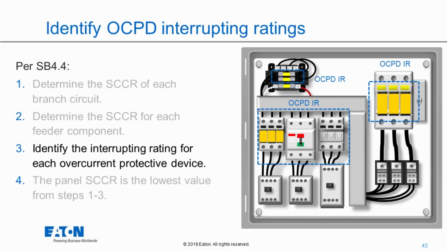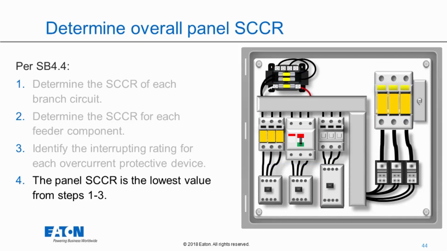In this example we're showing a transformer, but this could be a 3-phase power supply as well. It could be whatever is protecting your power supply, but that primary protection going to your control circuit still counts towards your short circuit current rating. And then, of course, pick the lowest values from steps 1 through 3, and that is the short circuit current rating of your panel.